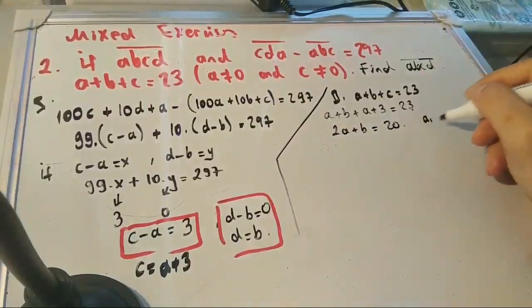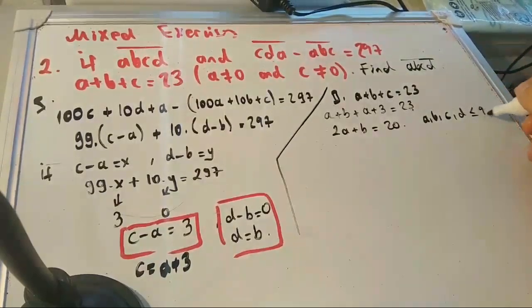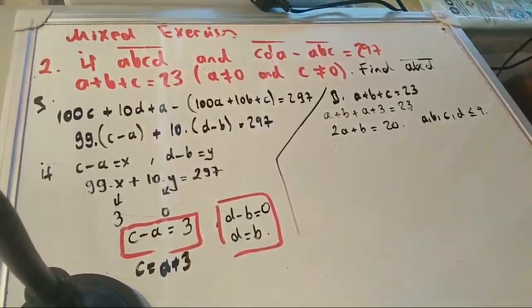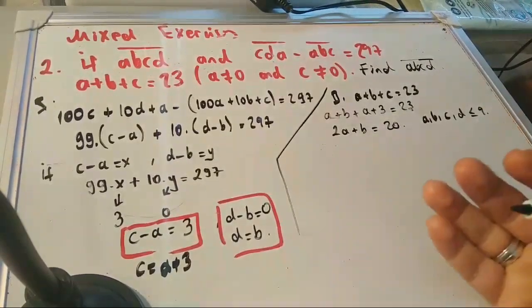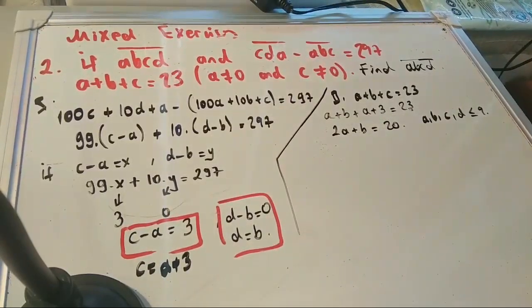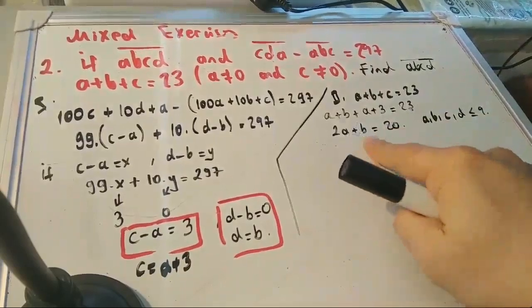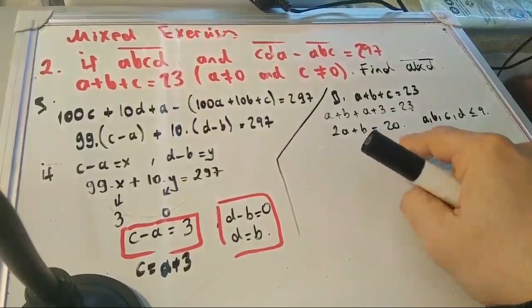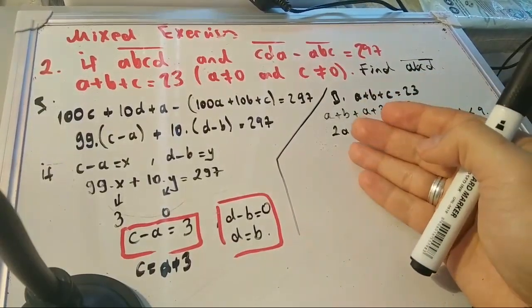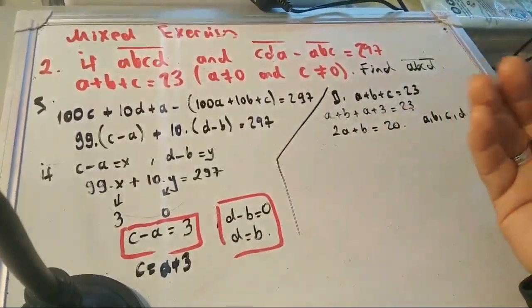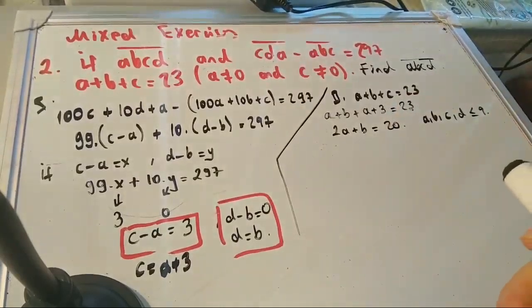And by the way, A, B, C, and D are less than or equal to 9, right? 2A plus B is equal to 20 means that 20 is divisible by 2A and B. For A, we can take an even or odd number, but for B, we cannot take an odd number because if B is an odd number, 20 minus an odd number, I will take B to the right side, will be an odd number. For 2A, we cannot get a natural number. We will get a fraction for A. So that's a contradiction. The numbers must be digits. So B is an even number.